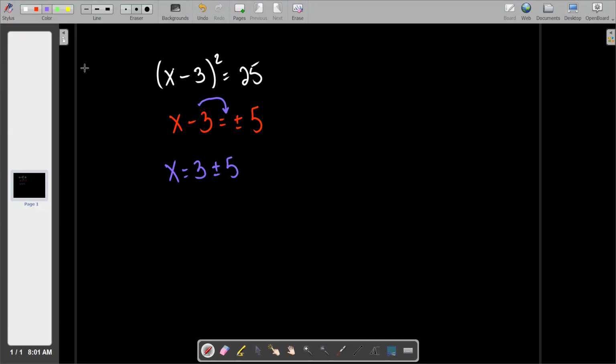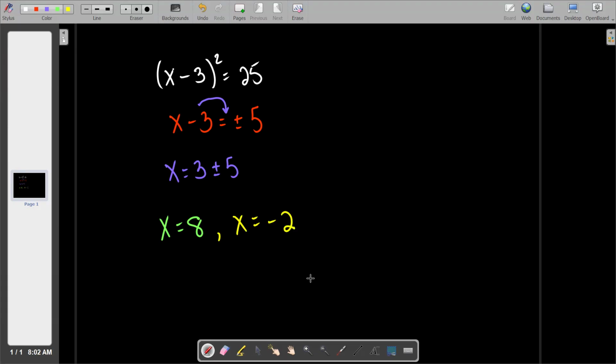And these are the ones where please recall that you have to write it as 2 different answers. So if you take the plus, the top pathway, you get 3 plus 5, which is 8. If you take the minus, the bottom pathway, 3 minus 5 is negative 2.